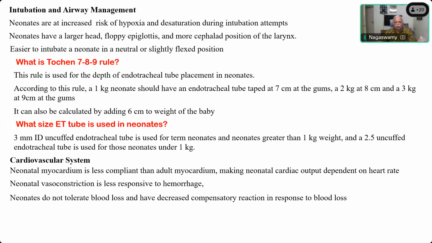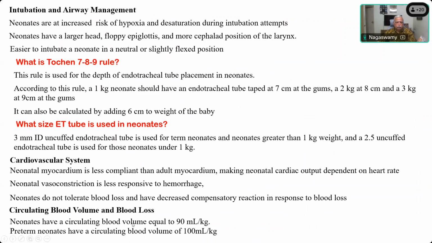Maximum blood loss you can allow is, what is the maximum blood loss you can allow? 10% of the total blood volume. So it will be roughly about 30 to 40 ml because they are only a maximum of 3 kgs. Now coming to circulating blood volume and blood loss, neonates have a circulating blood volume of 90 ml per kg. But if they are premature, they will have 100 ml per kg.